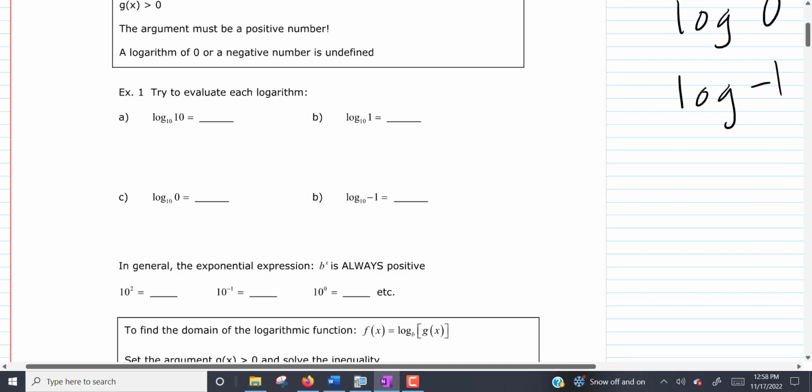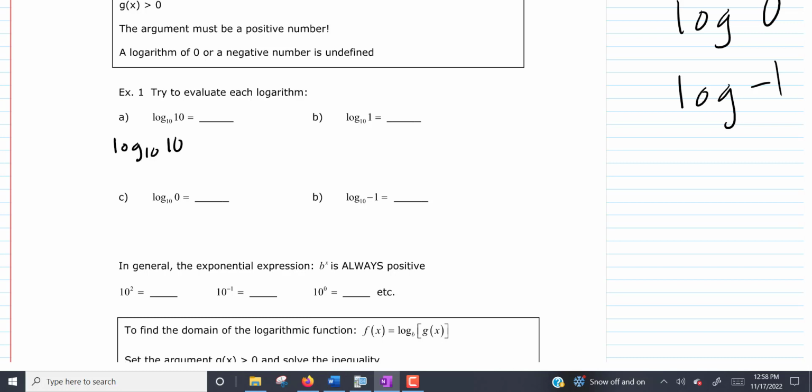All right, now if you go to example 1, let's work out A and B the way I already taught you how to do this. I taught you to just set this equal to x, and write it in exponential form. So that would really be 10 to the x equals 10. Okay, so what's x? 1. So the answer is 1. That's the same thing I just taught you. Okay, part B, same thing. We say log base 10 of 1 equals x. Write it in exponential form. You'd have 10 to the x equals 1. So what's x? 0. Good. Okay. All right. So we got that.